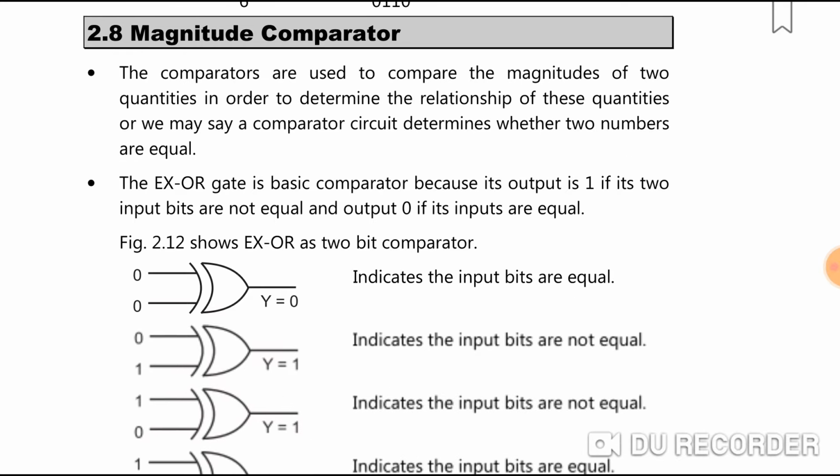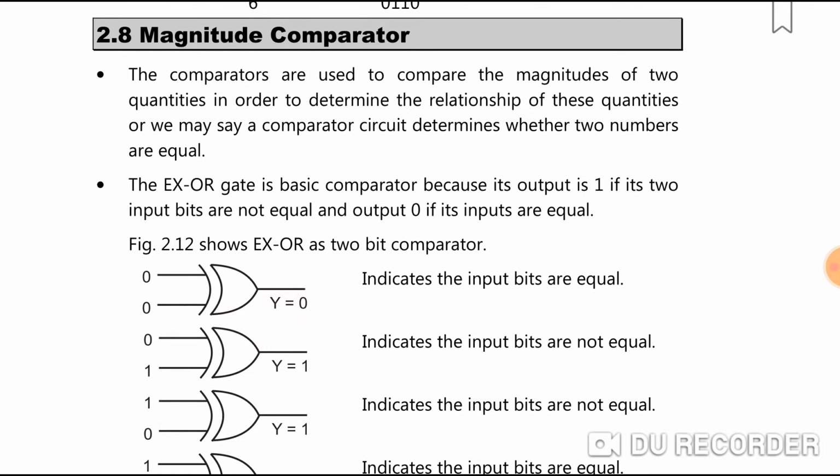Now you will see the magnitude comparator. Comparators are used to compare the magnitudes of two quantities in order to determine the relationship of these quantities. Or we may say a comparator circuit determines whether two numbers are equal. The XOR gate is a basic comparator because its output is 1 if its two input bits are not equal and output 0 if its inputs are equal.